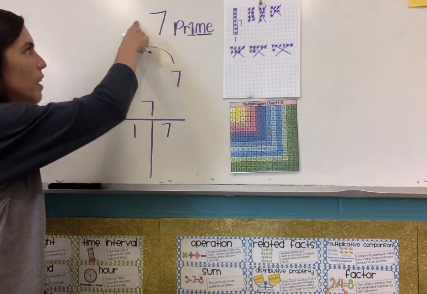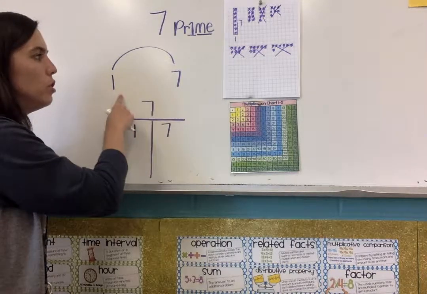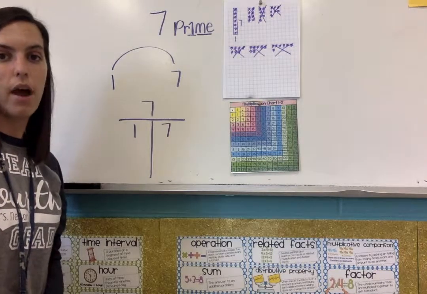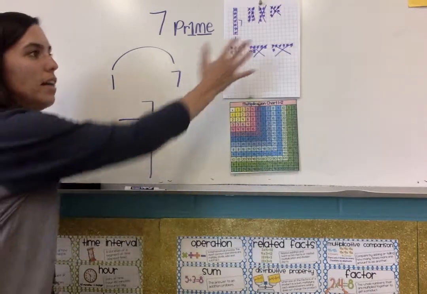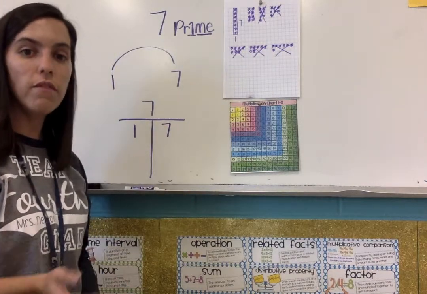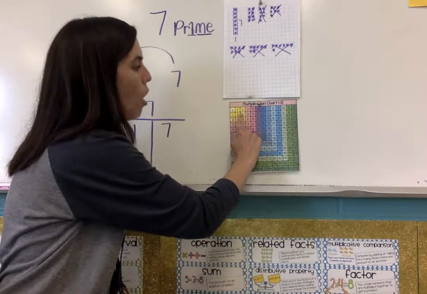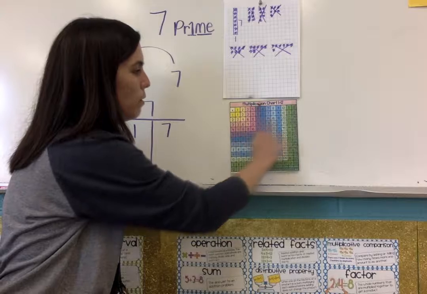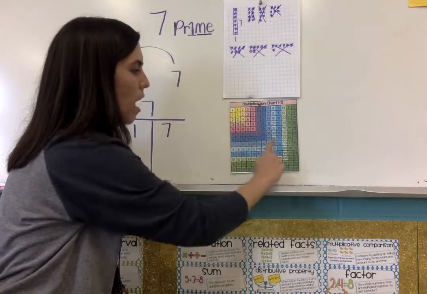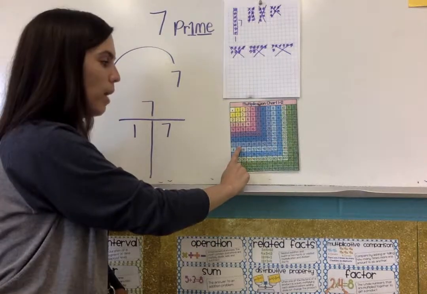You can look at 7. 7 has 1 and itself. Those are the only 2 numbers that you can multiply together to get 7, so that makes it prime. Okay? That's how you can use your graph paper. If you happen to have a multiplication chart in front of you, you can also use your multiplication chart. And you can look at all of these numbers in the middle and look until you find a 7. Do you see a 7 anywhere? I see a 7 right here.